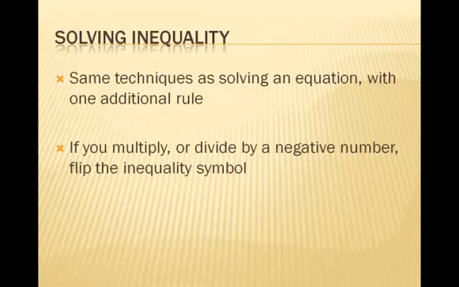Let's get into the nuts and bolts of how you actually go about solving one of these inequalities. The good news is that you really use the same techniques for solving an inequality as the techniques you use for solving an equation, with one additional rule. Whenever you multiply or divide by a negative number, you want to flip that inequality symbol in the middle. So not only will you be doing things to both sides of your inequality, keeping things nice and balanced, but if you end up multiplying or dividing by a negative, just go ahead and flip that sign.